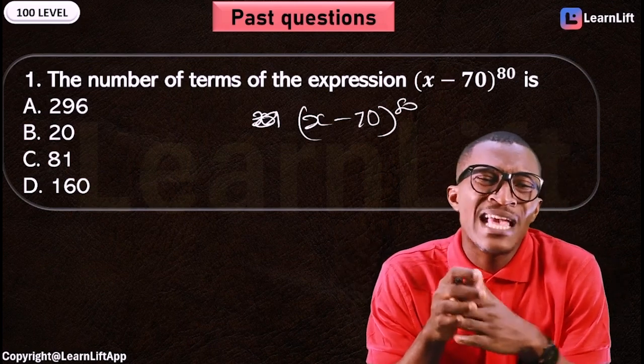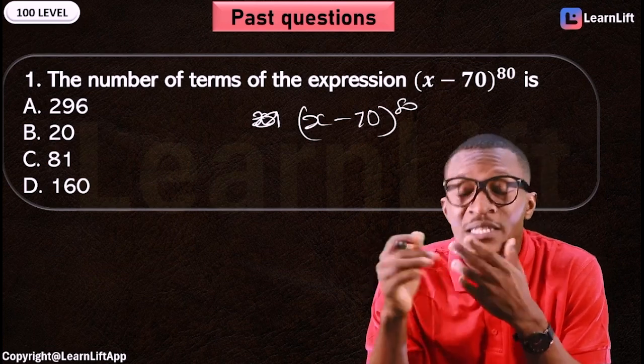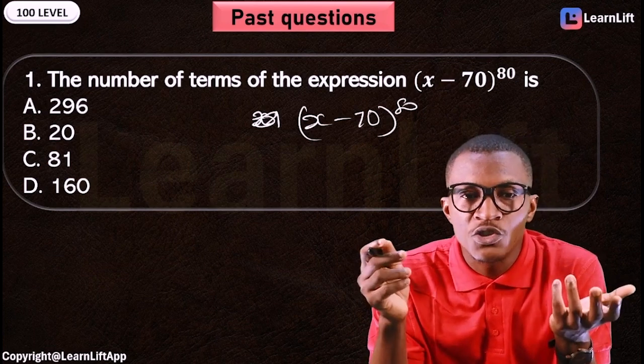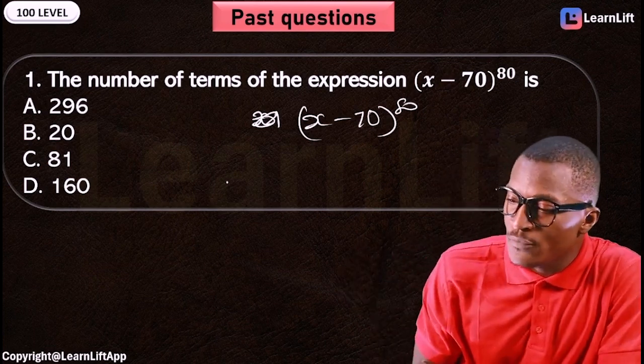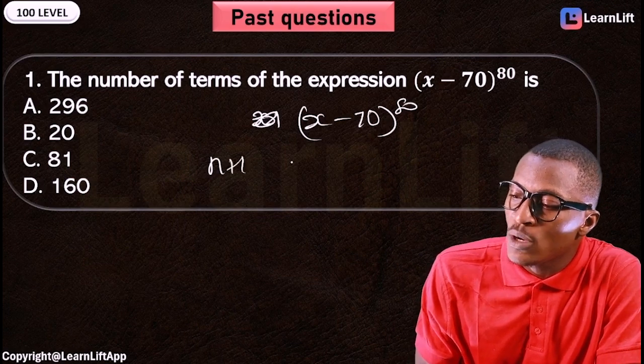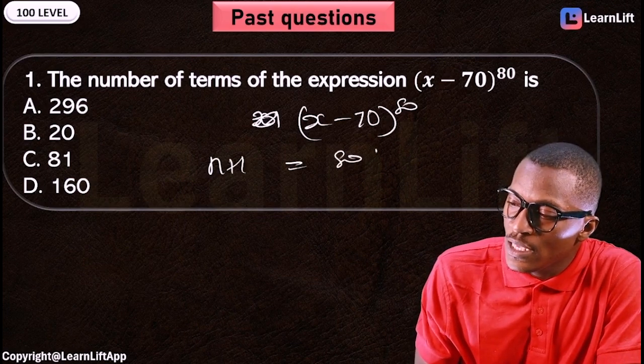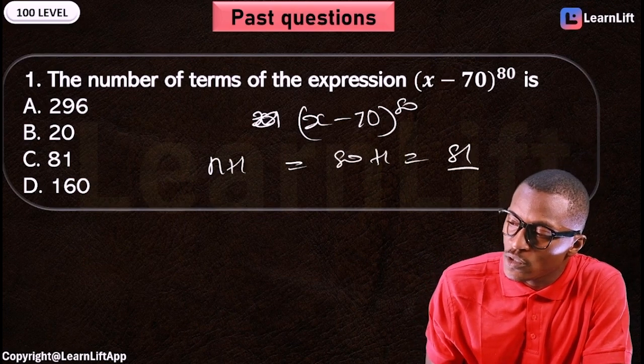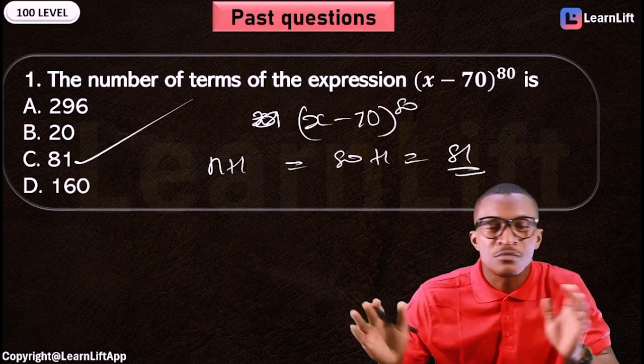If I'm in the exam, I will not expand all that before counting. I'll just go straight. I know the number of terms. What's the formula for the number of terms? n plus 1. So what's the n there? 80. 80 plus 1 is equal to what? 81. What option is that? Option C. I'm done.